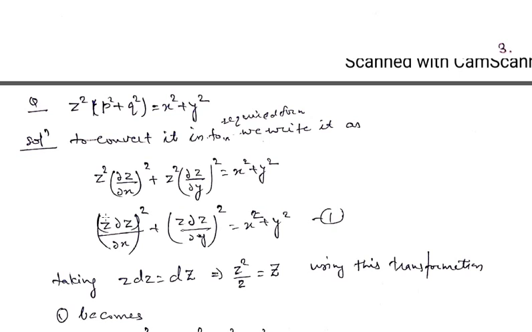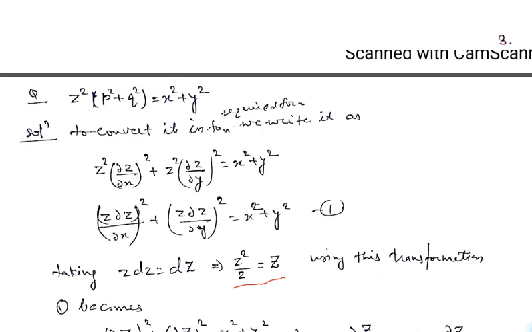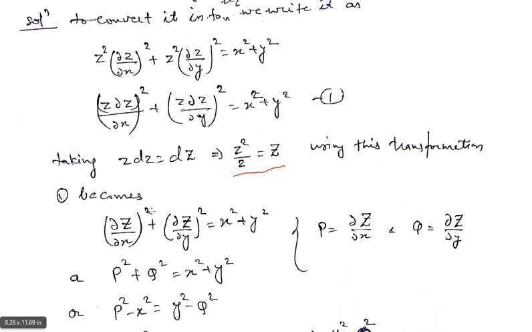Now if we want to replace z del z with another variable which gives us del of another z, say capital Z, so let's take z dz equals dZ. When we integrate it, we get z square by 2 equals capital Z. It means if we use this transformation, this becomes del Z. So equation 1 becomes (del Z upon del x) whole square plus (del Z upon del y) whole square equals x square plus y square.